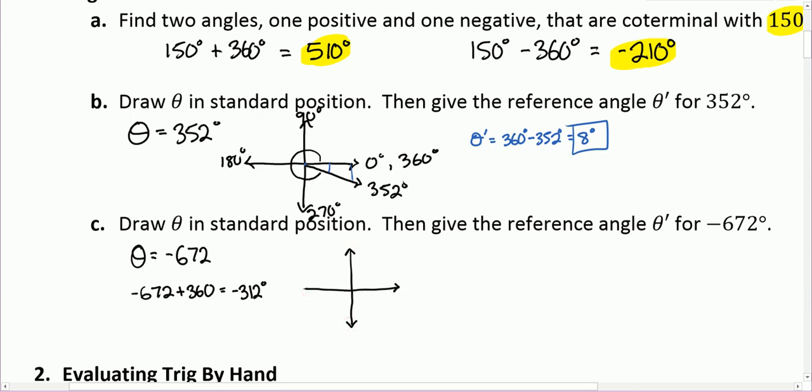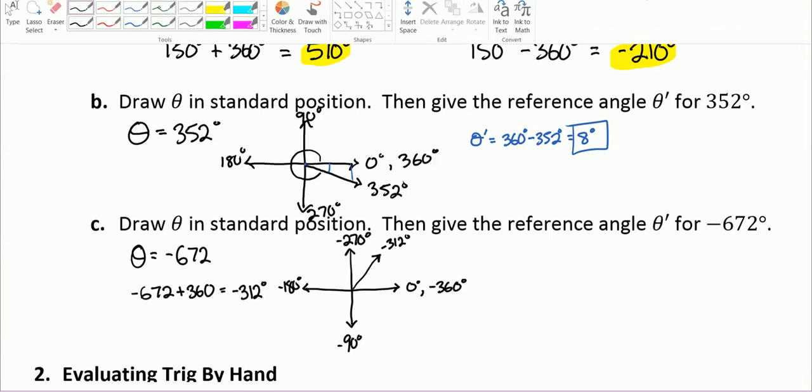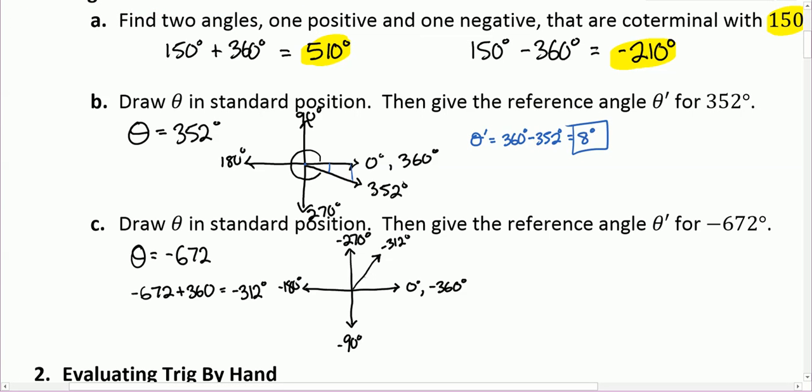So 0 degrees. Going in the negative direction, which is clockwise, we get negative 90 degrees, negative 180 degrees, negative 270 degrees, and negative 360 degrees. So negative 312 is between the negative 270 and the negative 360. The reference angle is between that terminal side and the x-axis. What I'm drawing in green here, that's theta prime. To find that, we've got to find the difference between 360 and 312, which is 48 degrees.